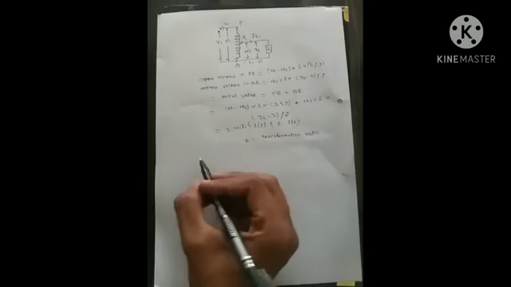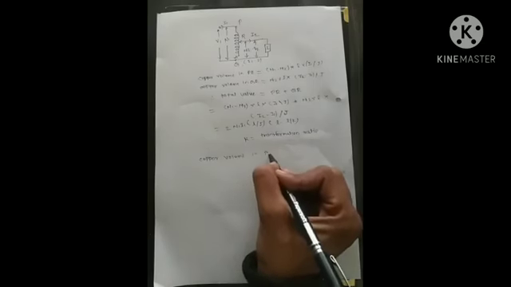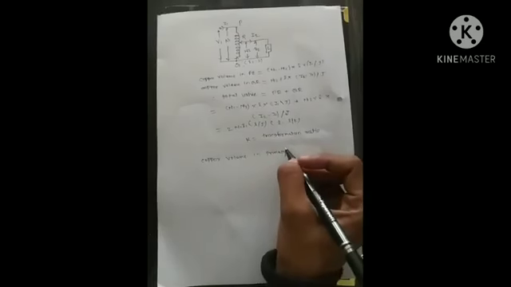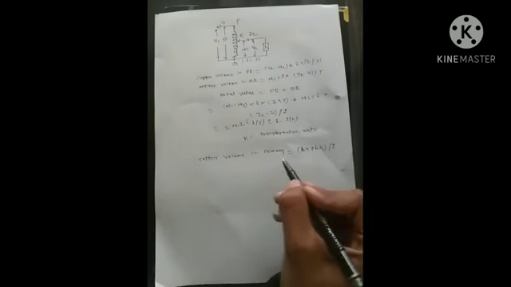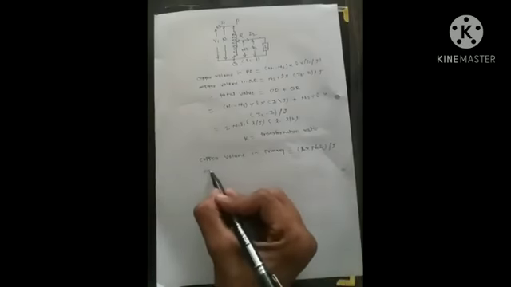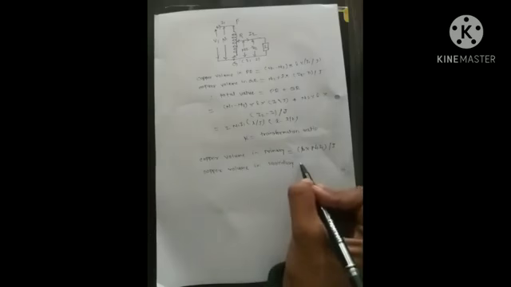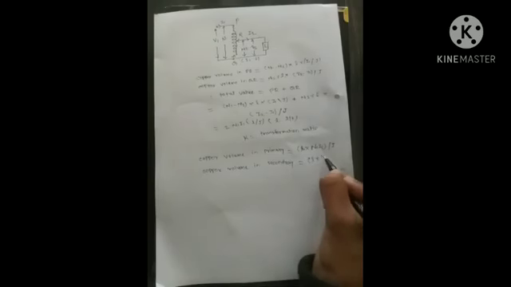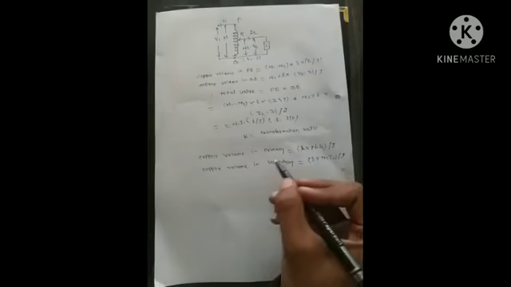Therefore, the copper volume in the primary winding equals L into N1 I1 upon J, whereas the copper volume in the secondary winding is L into N2 I2 upon J. Therefore, the total volume of a two winding transformer equals the copper volume in the primary winding plus the copper volume in the secondary winding.